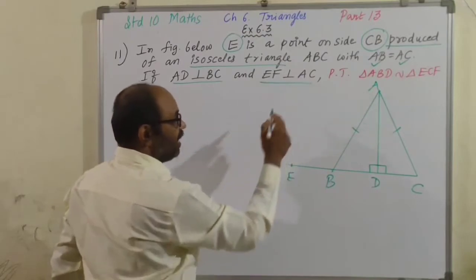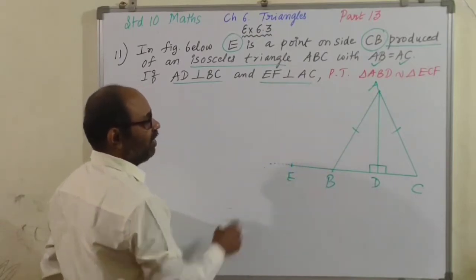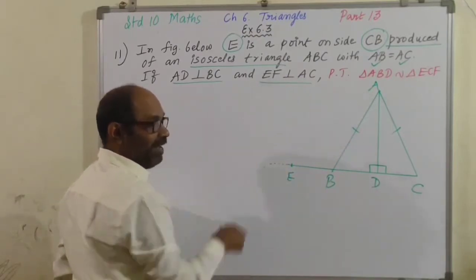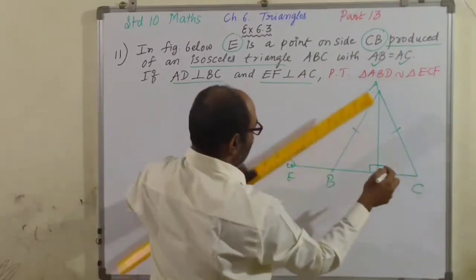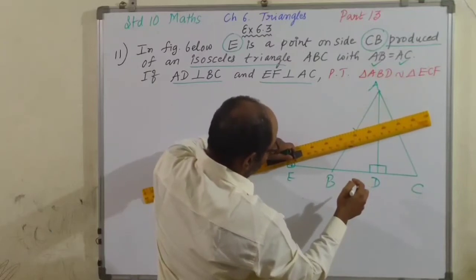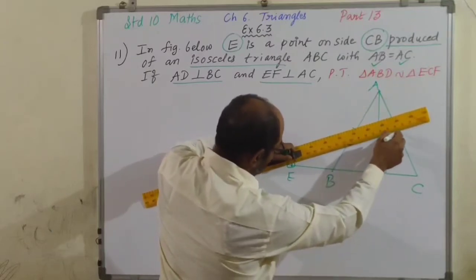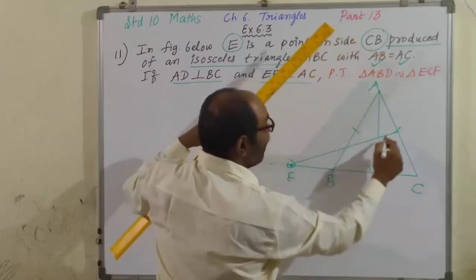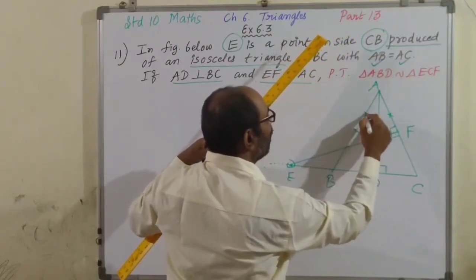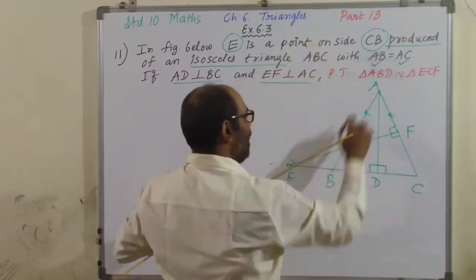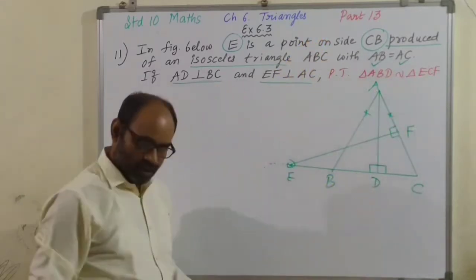Second, EF is perpendicular to AC. E is here and AC is here. So I'll have to draw a perpendicular altitude. Here it is. This is perpendicular and this point is F. I changed this sign. AB equal to AC. Fine.